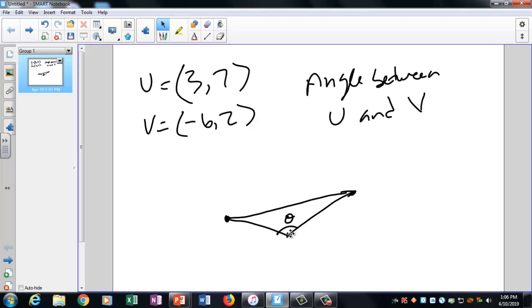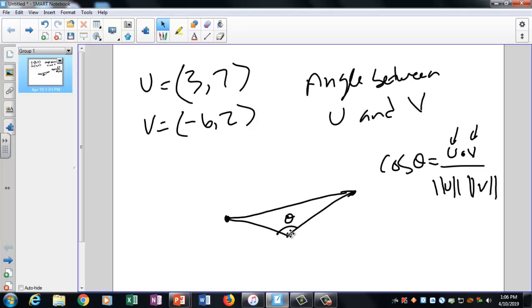And so there's actually a formula that we can use, and the formula is cosine theta equals u dot v. Why did I choose u and v? I should have chosen other letters. Over the magnitude of u and the magnitude of v. All right, this is a u, this is a v.